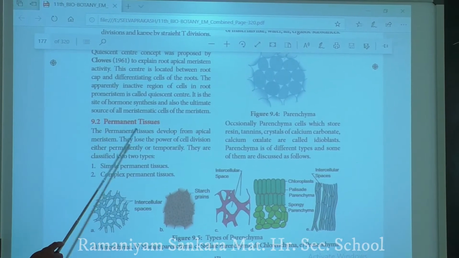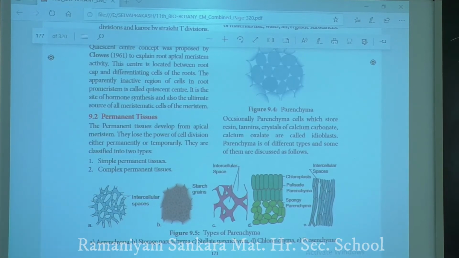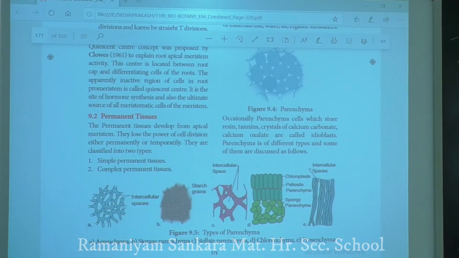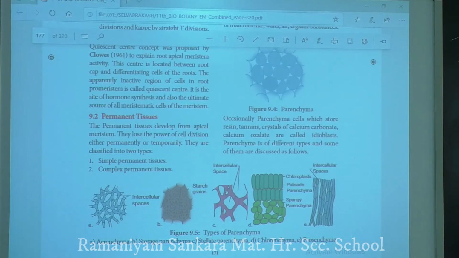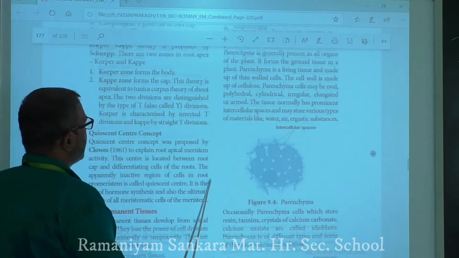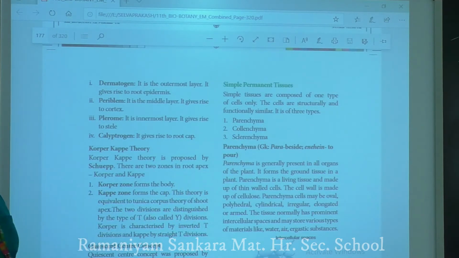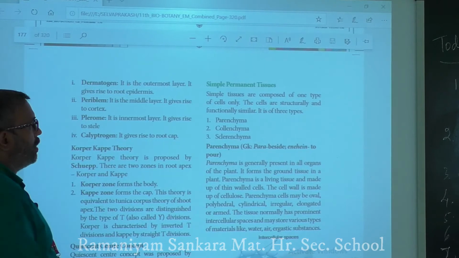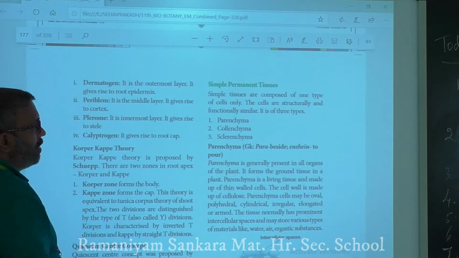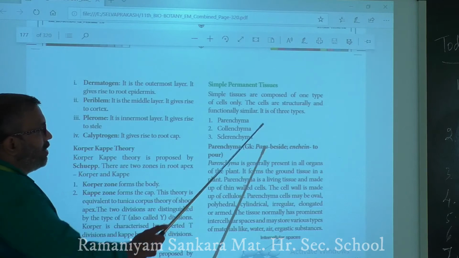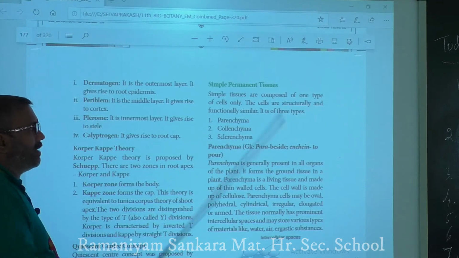Permanent tissues. Permanent tissues develop from apical meristems. They lose the power of cell division, so there are no more cell divisions, either permanently or temporarily. They are classified into two types: simple permanent tissues and complex permanent tissues. Simple tissues are composed of only one type of cells, which are structurally and functionally similar. They are of three types: parenchyma, collenchyma and sclerenchyma.